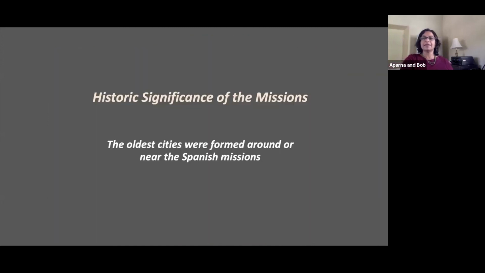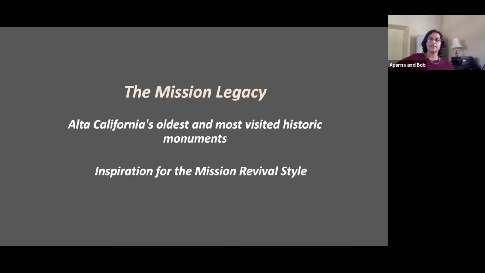The historic significance of the mission: some of the oldest cities developed around or near the missions, for example, San Francisco and San Diego. The mission lands were divided into land grants later on, and they became many of the ranchos of California. The mission legacy: the surviving mission buildings are the oldest and the most visited historic monuments and an inspiration for the mission revival architecture.